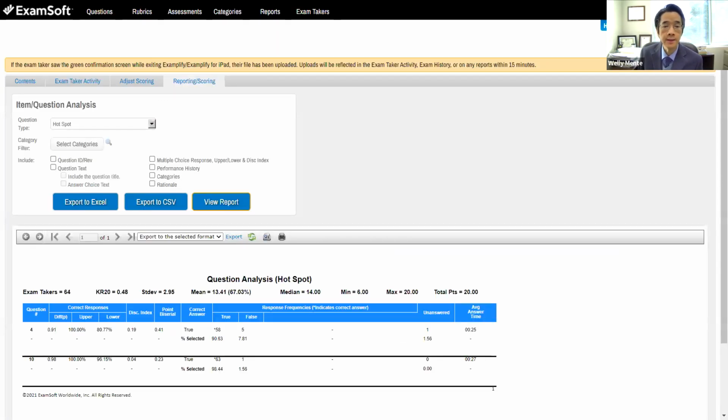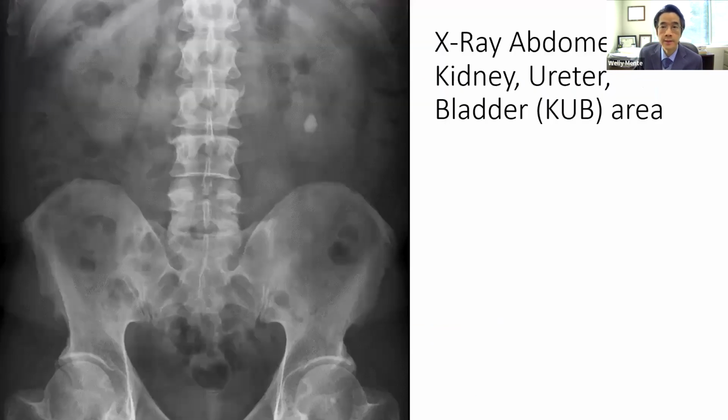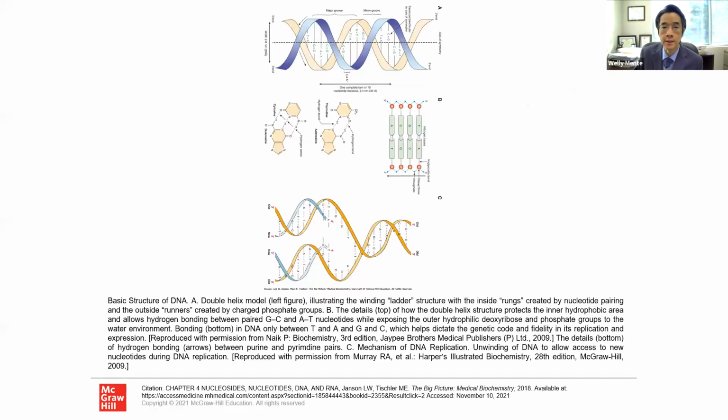So here's the Legacy reporting feature. It's kind of limited. It doesn't have a visual representation, but it shows you results based on audience response. It can show you a report, and it could be quite useful. So I see many potential applications for hotspot question types in medicine, pharmacy, dental, nursing, biomedical research, and development. In medicine, like in interprofessional education, perhaps you can ask the College of Medicine students to click on the area of the X-ray of the abdomen, the kidney, ureter, bladder area of the pelvic ureteric junction, and then they would click on that area.